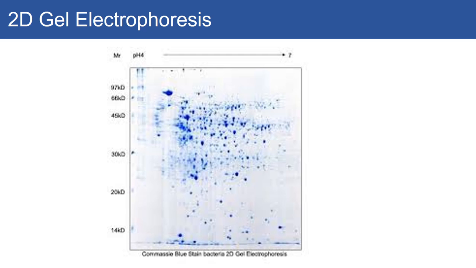In a 2D gel, commonly you don't know what you're looking for, and so you are able to cut out that band and run mass spec or some other kind of protein identification technique on it, and that will give you the answer to your question.